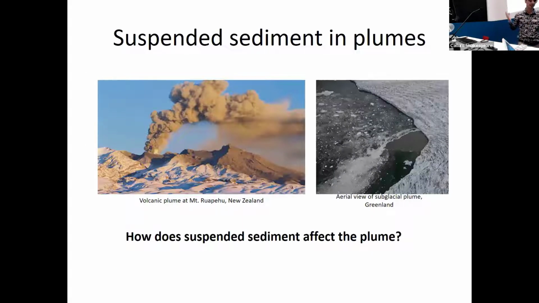So first of all, we're just thinking about suspended sediment and plumes. We can broaden this. We don't need to think about these subglacial plumes. We could also think about ash clouds like this lovely one in New Zealand. And all we're asking is, how does the suspended sediment affect the plume?